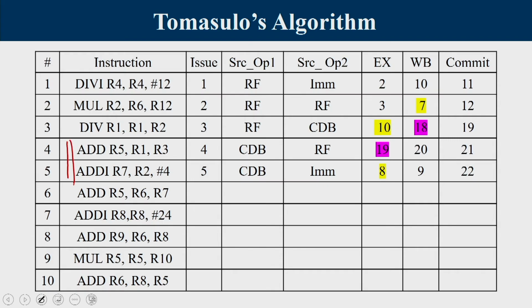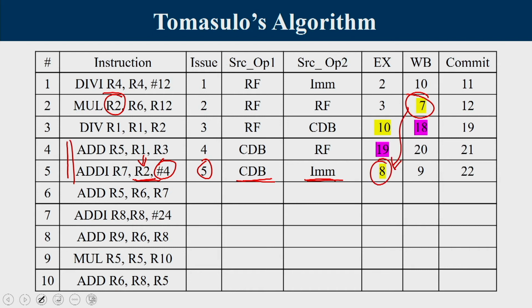Since I have two reservation stations, I can issue the second add also. So I will issue in the very next cycle, issue bandwidth is 1. R2 is the first operand. So we have to understand that R2 is produced by instruction number 2. So to get R2 I have to wait in CDB. Second operand is an immediate value. Now when will CDB produce the result for R2? We know that R2 value is available only at 7. So this is the dependency.